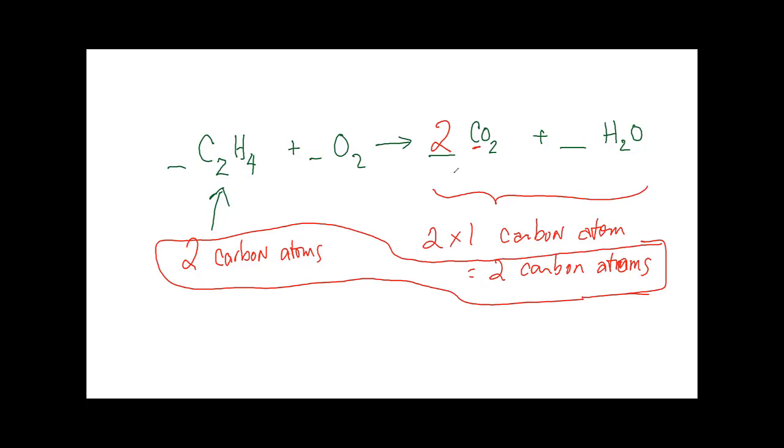Okay, so as a picture, this is CO2 and another CO2. And I'm hoping you see there's one carbon atom right there, and there's another carbon atom right there. So the carbons are balanced. Okay.